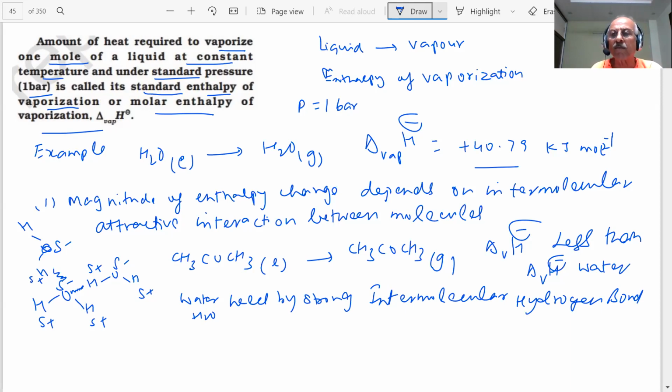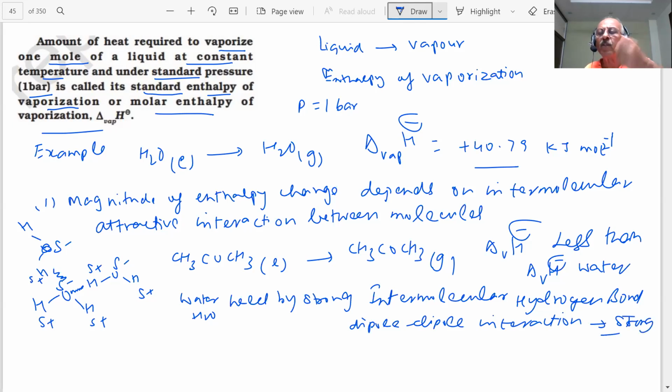Wherever you have stronger hydrogen bond formation or strong dipole-dipole interaction, what will happen? Then the value of enthalpy of vaporization will increase, student. So it will depend on whether certain compounds can form hydrogen bonds or have dipole interaction. If they are strong, the molecules will be strongly tied up and you will need more enthalpy of vaporization. Am I right? Yes, sir.